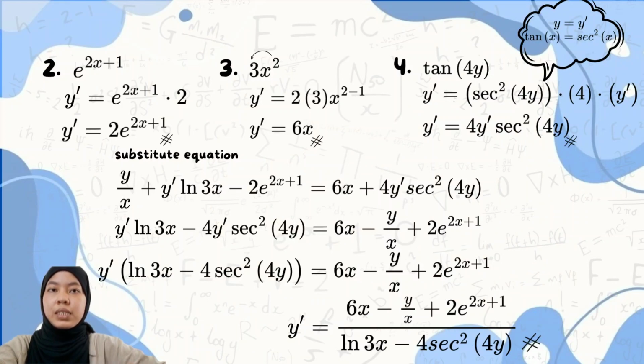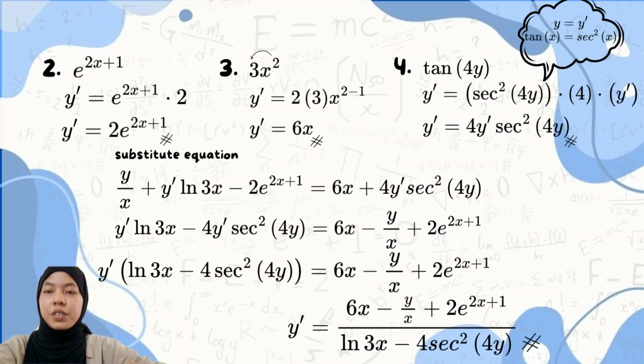Step 2 is differentiate e to the power of 2x plus 1. We can use the chain rule. First, write down e to the power of 2x plus 1 times the derivative of the power 2x plus 1, which is 2. The answer is 2e to the power of 2x plus 1. Step 3, differentiate 3x to the power of 2. 2 times 3x to the power of 2 minus 1. The answer is 6x.